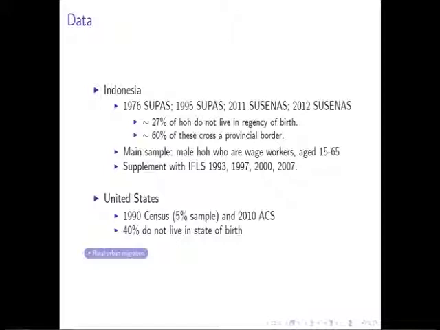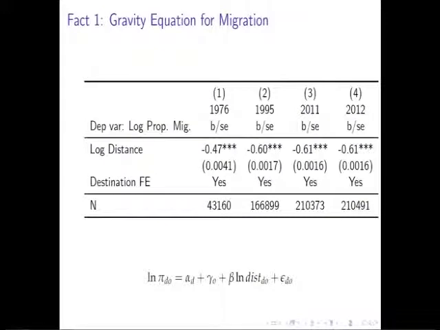You can also get it for the US at a state level, so you know which state people were born in, where they currently live, and their income. Okay, so here are some facts that I want to show you which are suggestive of the model that we're going to write down.